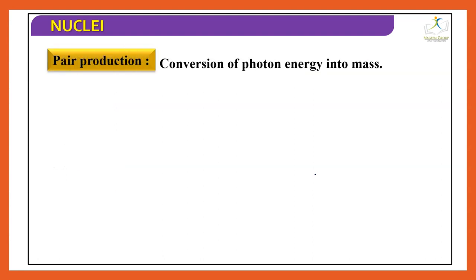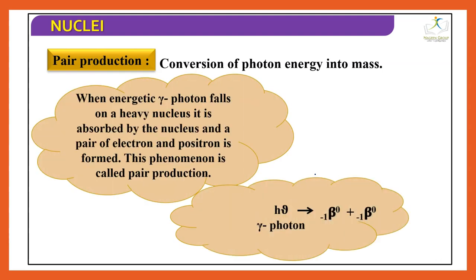Pair production: conversion of photon energy into mass. When an energetic gamma photon falls into a heavier nucleus, it is absorbed by the nucleus and a pair of electron and positron is formed. This phenomenon is called pair production. Here h nu is the energy of the gamma photon when it breaks. So two things form: one, an electron; second, a positron.